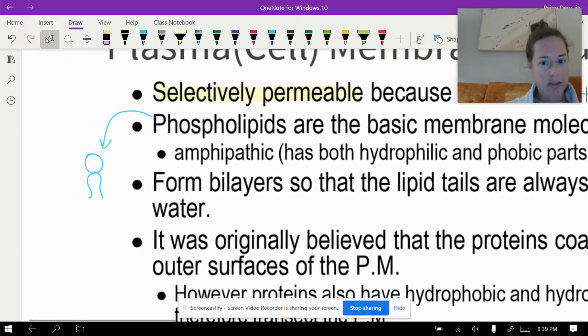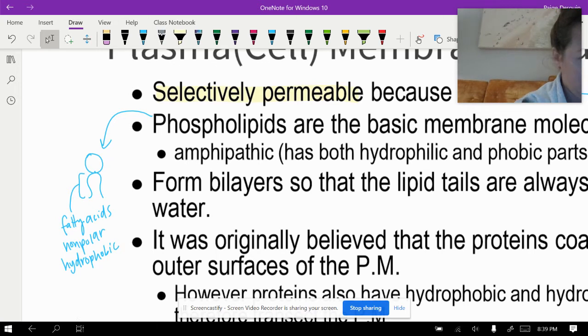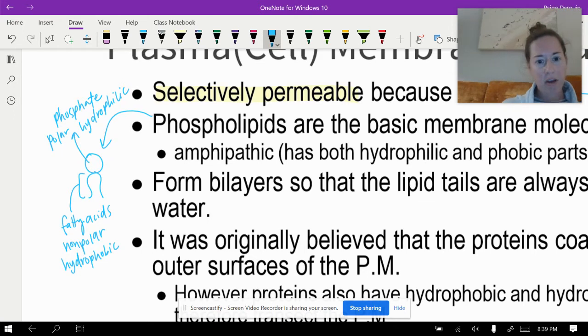So for my phospholipid that I just drew, the tails are fatty acids, which are nonpolar and hydrophobic. The head is a phosphate group. So back to functional groups. It's polar and hydrophilic. So the whole thing would be called amphipathic because it has both of those parts, hydrophobic and hydrophilic.